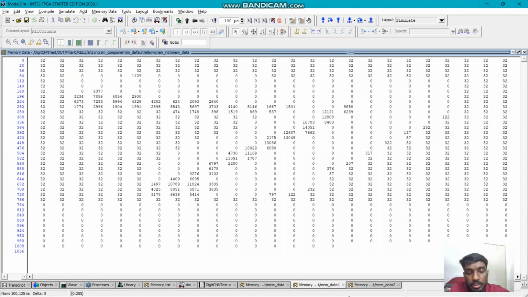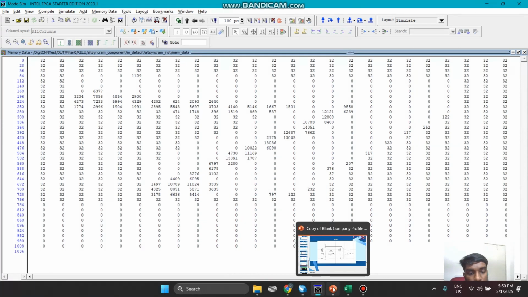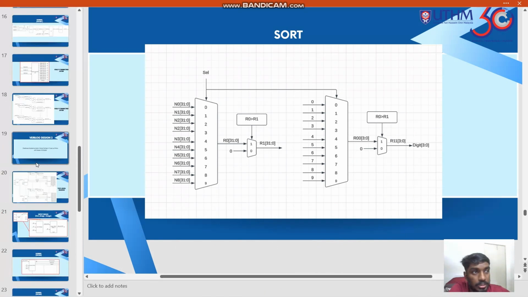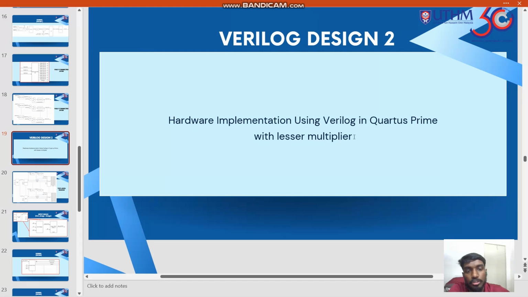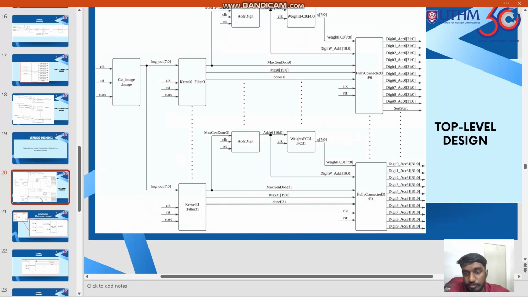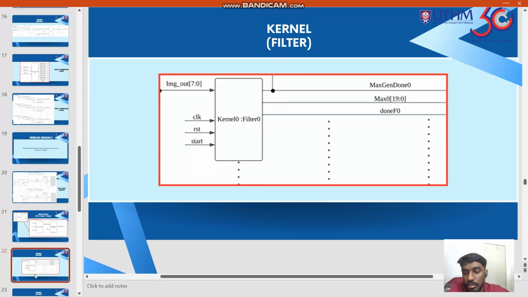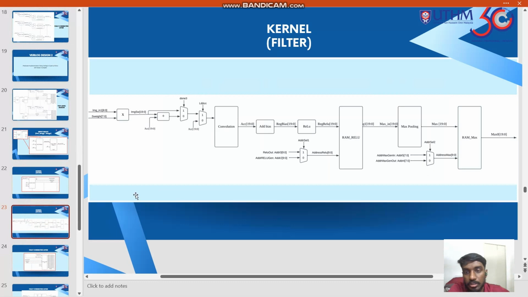As you can see, in Verilog design 2 the multiplier count is less and the logic is also less, so in comparison the speed will be lower than Verilog design 1. This is the top module design block diagram. It's the same as before. Get image, and the address generator is the kernel. Inside the kernel, we have only one multiplier for the input weight. Previously, we had two multipliers.